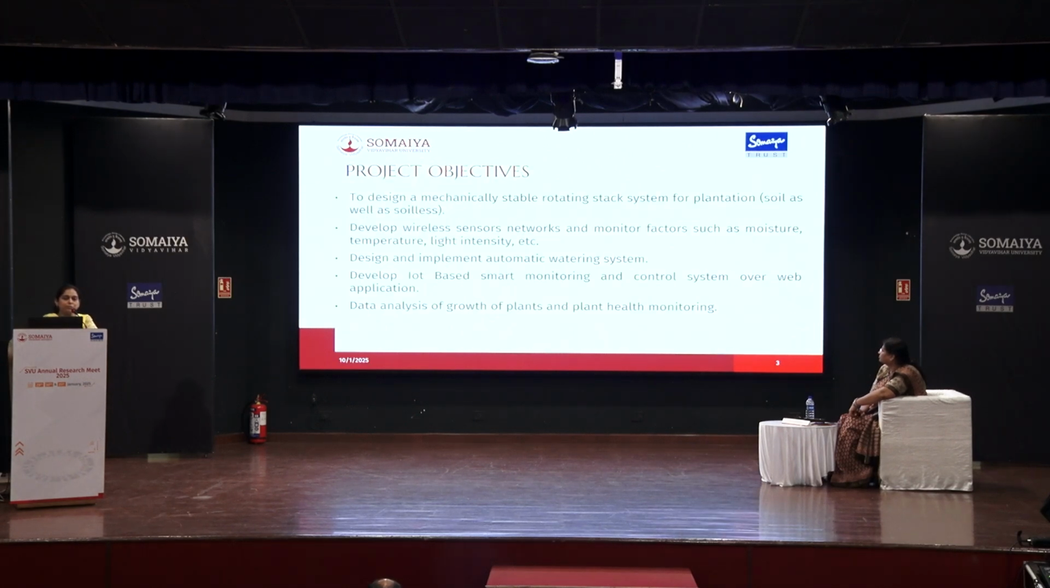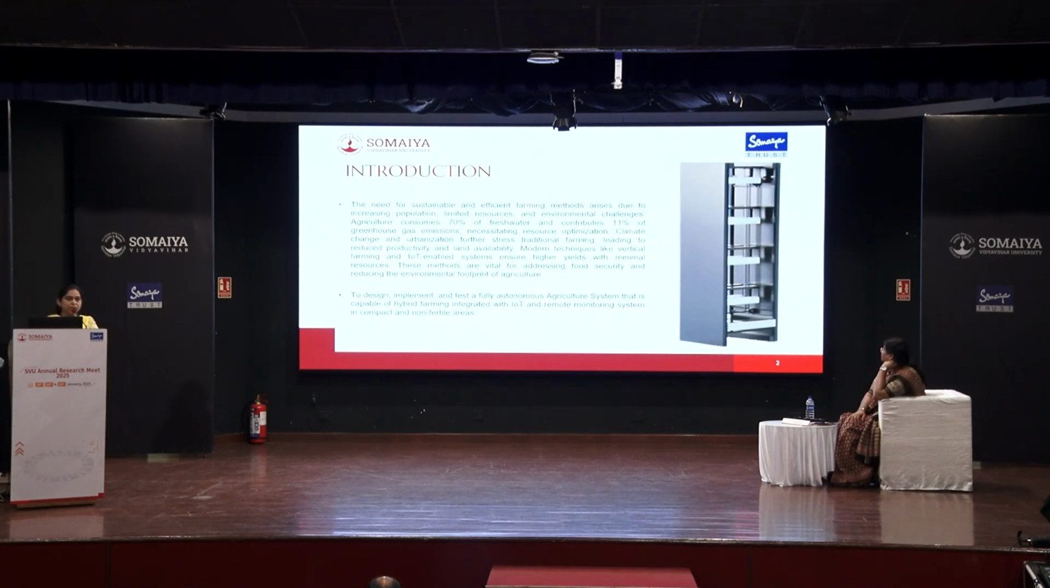So the objective of this project is to design a mechanical system. In this slide we can see the idea of our project: we are going to develop a rotating mechanism where we integrate certain trays in which the plants will be grown. We are also interfacing the whole system with a BLDC motor, controlled with the help of a Raspberry Pi controller. Along with that, we are getting the health of the plant with the help of different sensors.